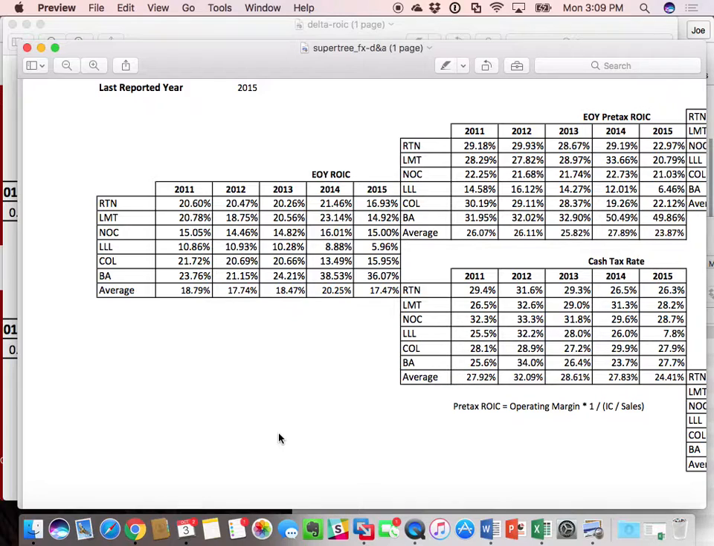ROIC for the defense and aerospace industry between 2011 and 2015 went up or down? Down. So it got a little worse, right? As we look year by year, it was actually improving from 11 to 14, and most of the drop happened between 14 and 15. So there was an event in 2014 that hurt the industry ROIC in 2015. Anybody know what it is?